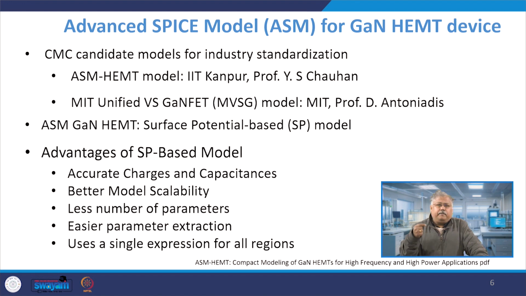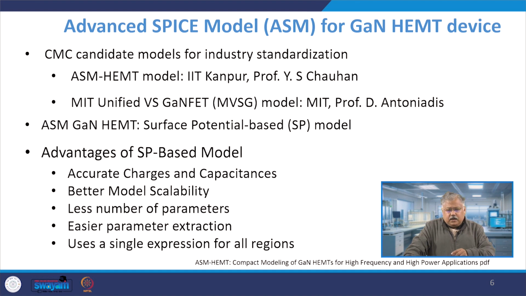You can therefore do a backtracking and get the value of the total charge and the capacitance. Second thing is that it is highly scalable, which means that if you scale the model up or down structurally and with respect to bias, the charge partitioning allows you to do a proper scaling down or scaling up of the charge equations. There are obviously fewer parameters to deal with, and therefore it is computationally easier to do, and parametric extraction is easier.